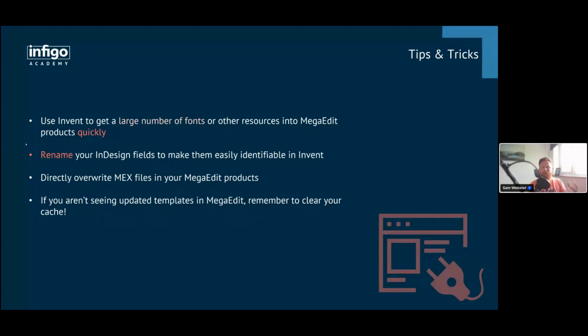So one thing which you might want to do, if you create a resource file with fonts in it, within Invent itself, just take a sort of template MEX file over to MegaEdit. All of those fonts can be uploaded in one go for you to utilize and select across multiple products. So you can utilize those resource groups, categories over multiple products. Also, a good thing to do is to rename your InDesign fields to make them easily identifiable in Invent. So let me just show you what I mean.